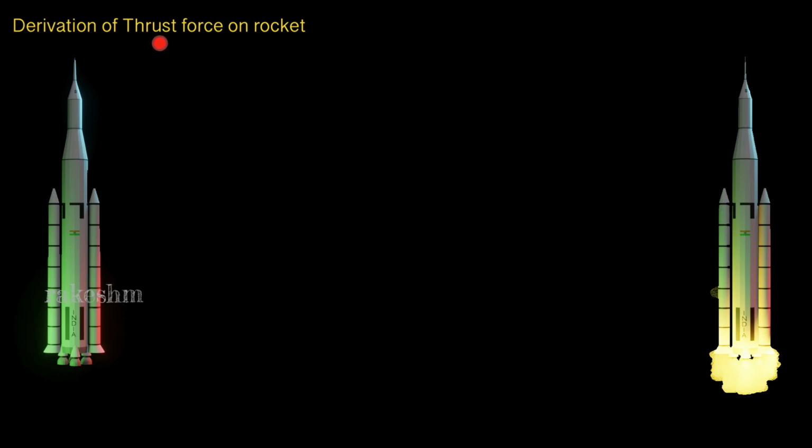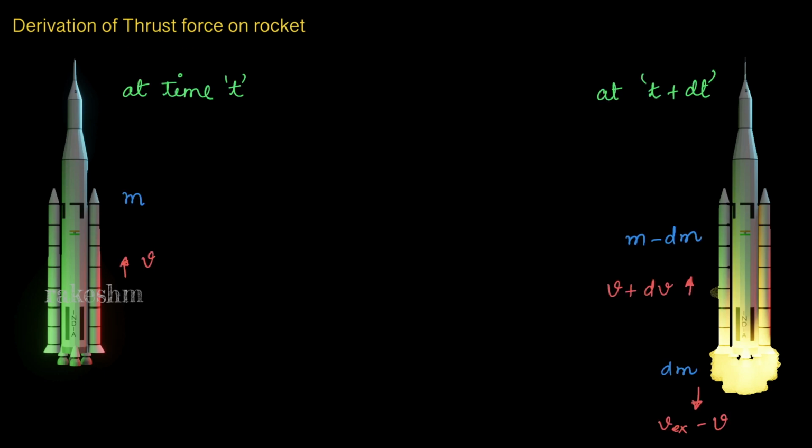Let us move on to the derivation of thrust force on rocket. So let us consider two instances, one at time t and the other at time t plus dt. At time t, the mass of the rocket plus the gases is m and its velocity is v upwards. At time t plus dt, a mass dm of the gas is ejected outside. So at time t plus dt, the mass of this rocket is m minus dm and its speed increases to v plus dv. The velocity of the burned gases is v exhaust with respect to rocket. So with respect to ground, using relative velocity concept, we can say it is v exhaust minus v. For now, we will assume there is no gravity.